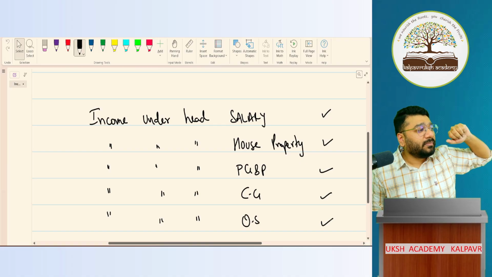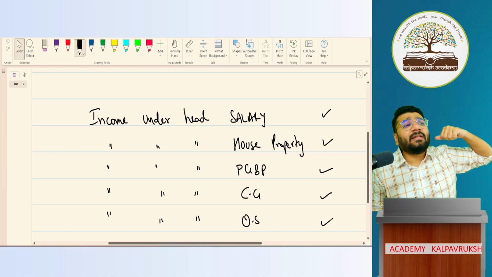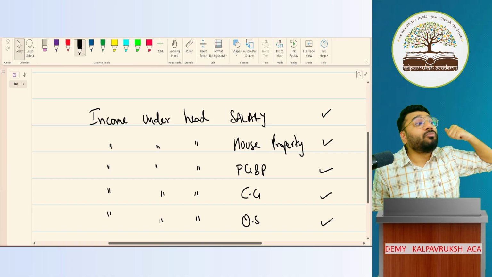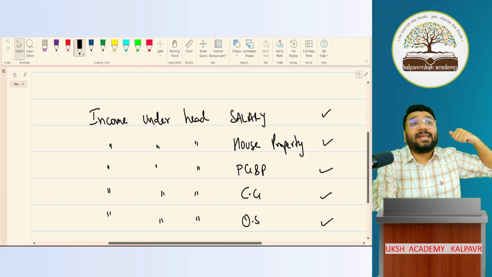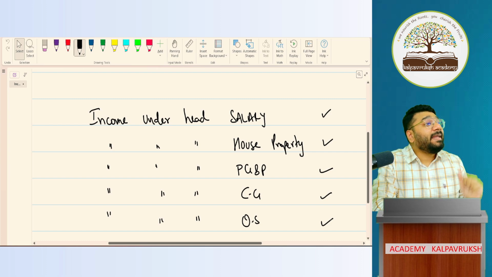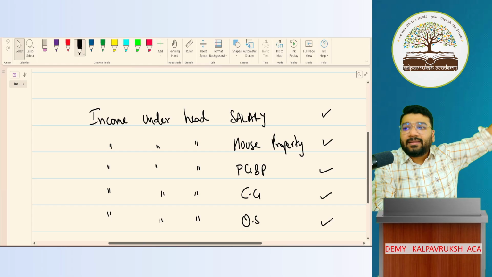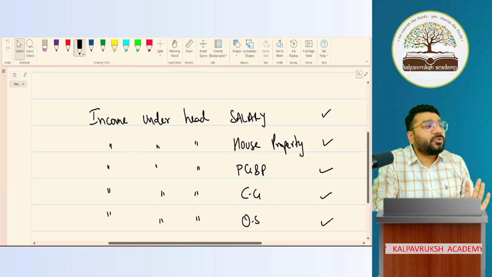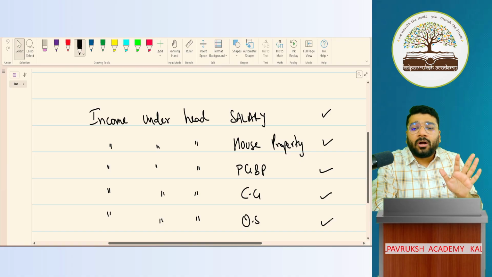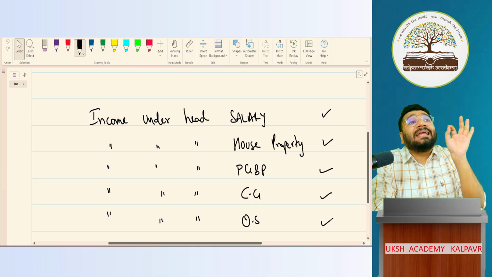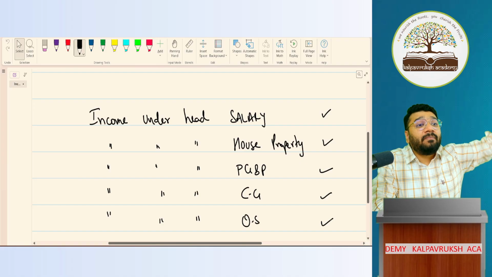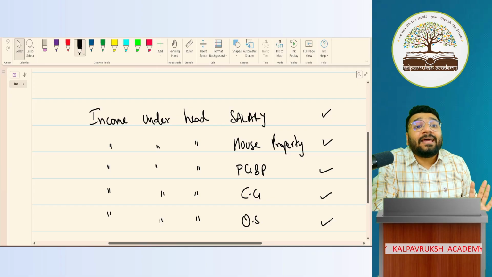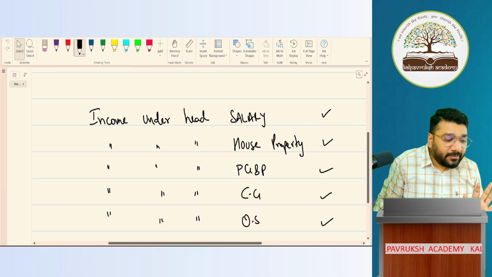Like that, many things are there. I invested money in the share market and I'm getting dividend. I invested in mutual funds and I'm getting dividend. That is my income from other sources. I did a fixed deposit and I'm getting interest from the bank. That is also income from other sources. Means all the other income will be a part of income from other sources. In short, all these 5 are heads of income. The tax that I pay on this income is called income tax. Income tax is a part of direct tax.